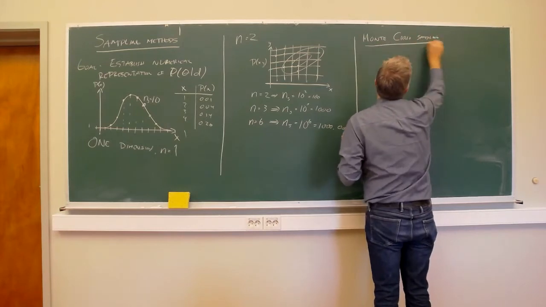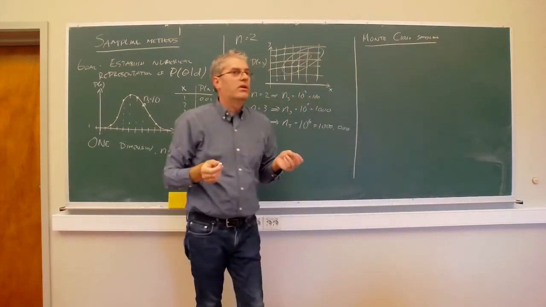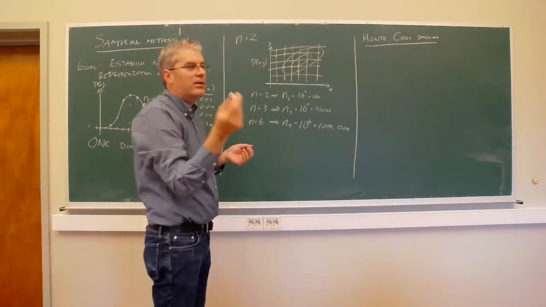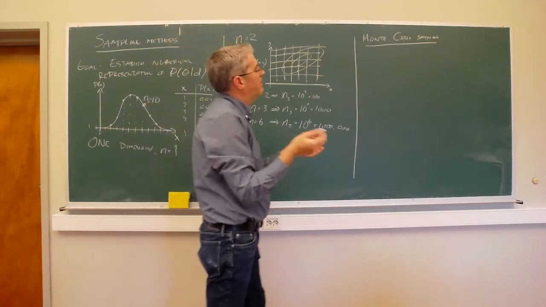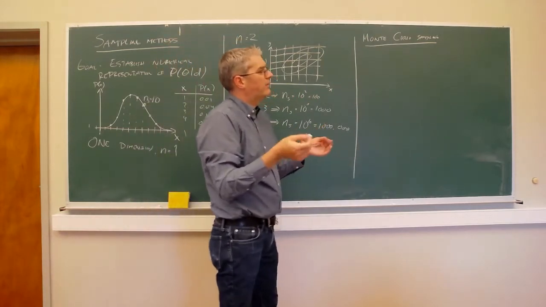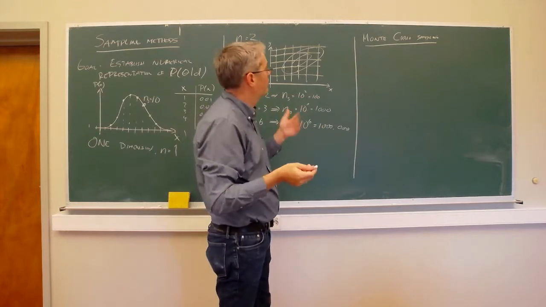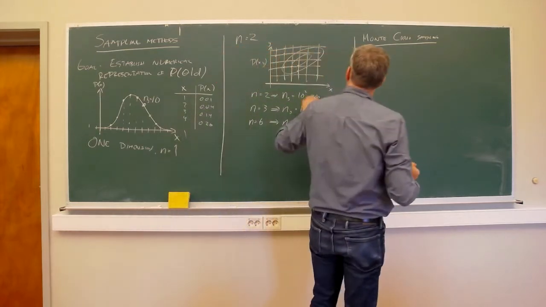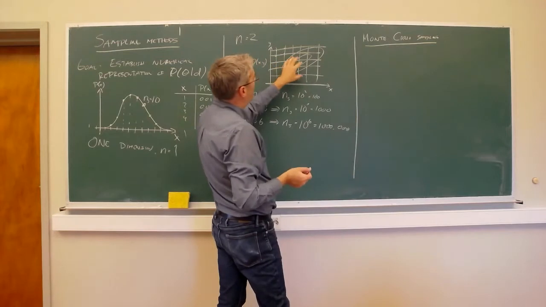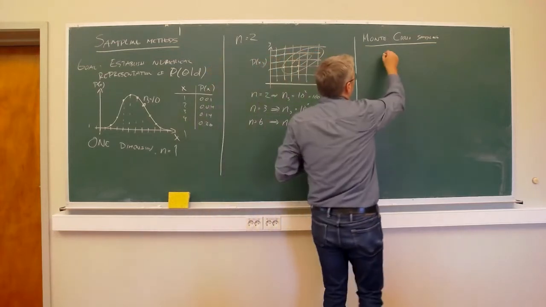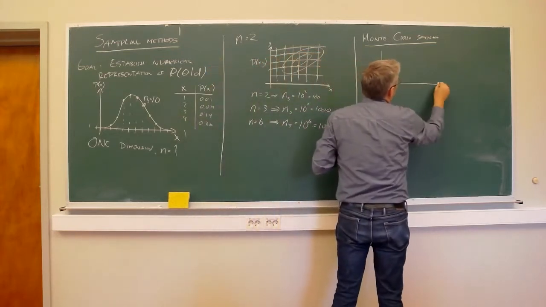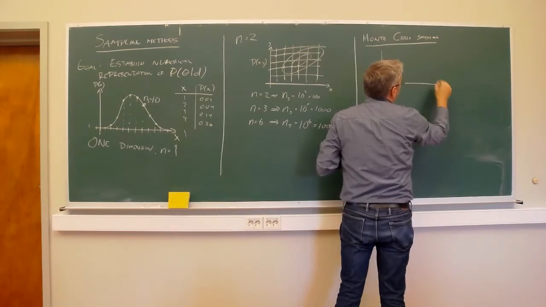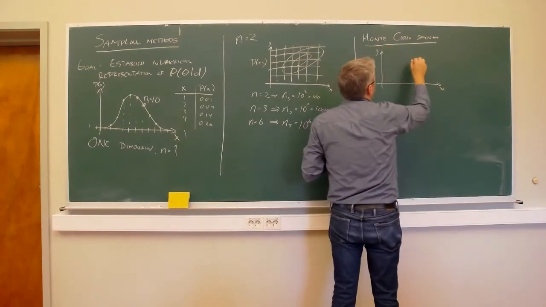The name Monte Carlo plays on gambling, essentially. There's a random aspect to this. We're going to be using a random number generator to help us. In this case, we're not looking at a regular grid. In order to represent this, if you have two dimensions here, x and y, the true distribution lies here.